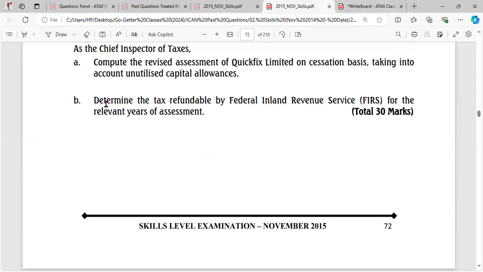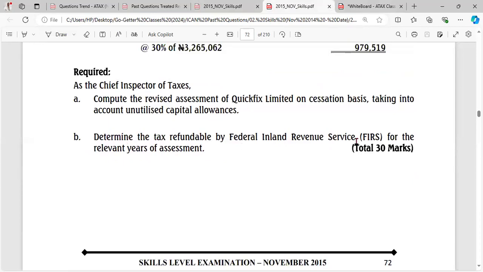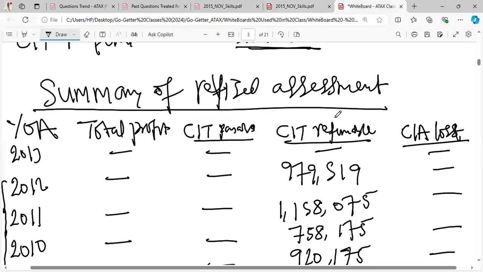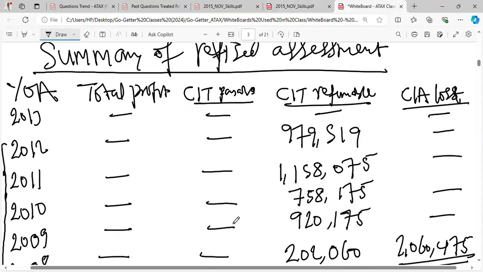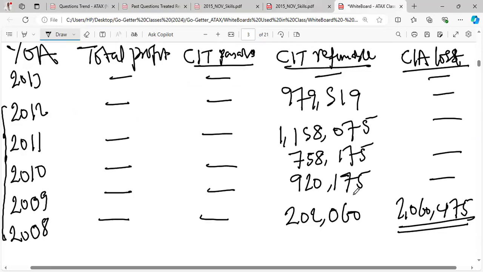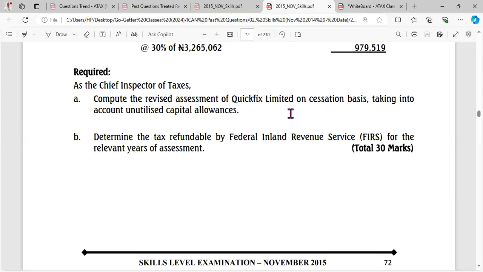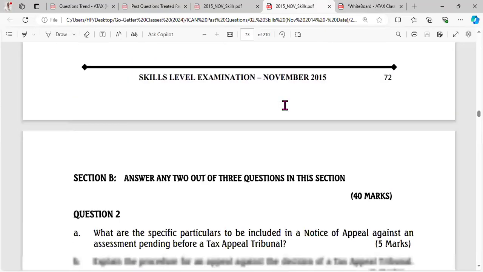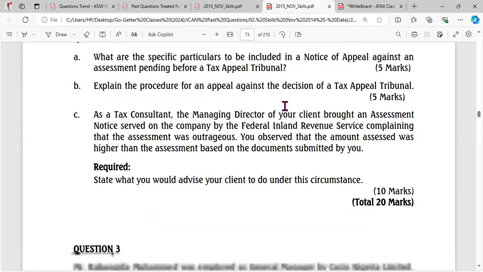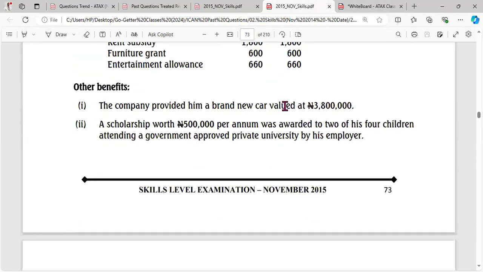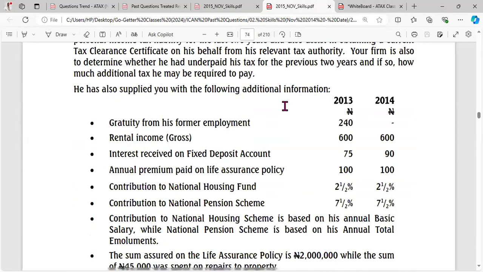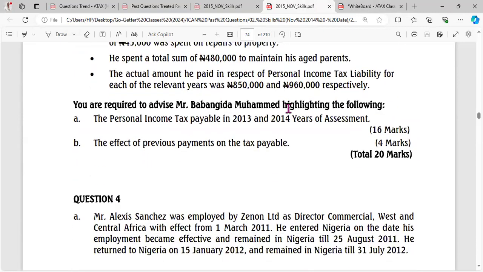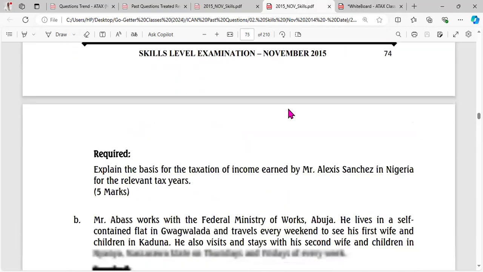Of course, the B here says determine the tax refundable by the FIRS for the relevant year. So this is your revised assessment. Total profit, tax payable, nil. Tax refundable is this. So we have done the two questions in one. Let's see if we can find any other tax question that has to do with capital allowance. This time it may not be carried backward.